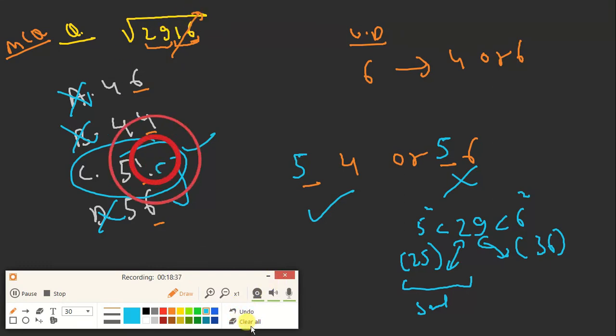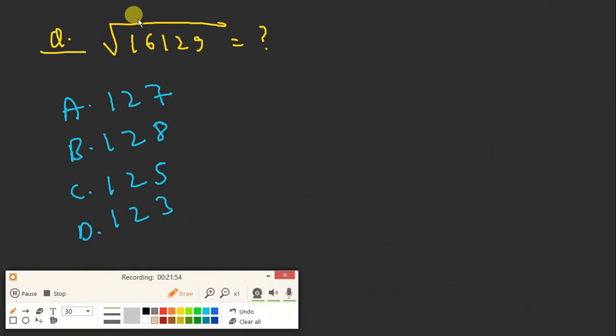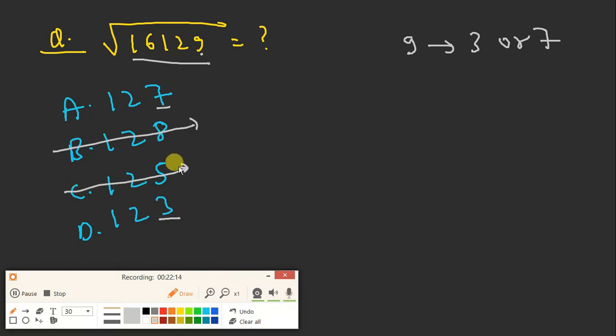Let's take another MCQ question. See friends, this is the question: you have to find the square root of 16129. Seeing the 9, what can you say? If 9 is the unit digit under the root, the answer would have the unit digit 3 or 7, right? Is it clear? So options B and C are clearly eliminated.